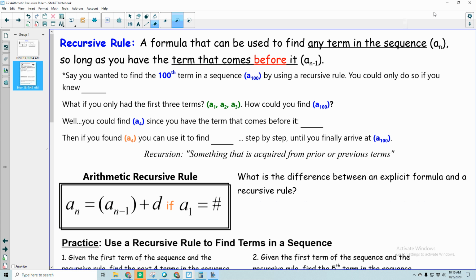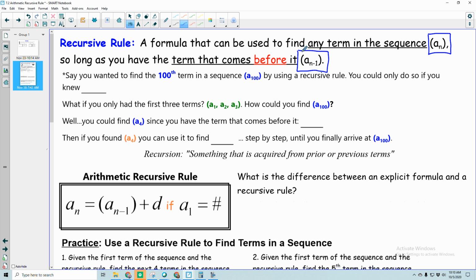Now we're going to start learning about this thing called a recursive rule. So this is another formula, just like the formula we learned from the last lesson. So here's the formula for this recursive rule. And this particular formula, you can use it to find any term in the sequence, which we'll represent as a sub n, so long as you have the term that comes before it, which is going to be represented as a sub n minus 1.